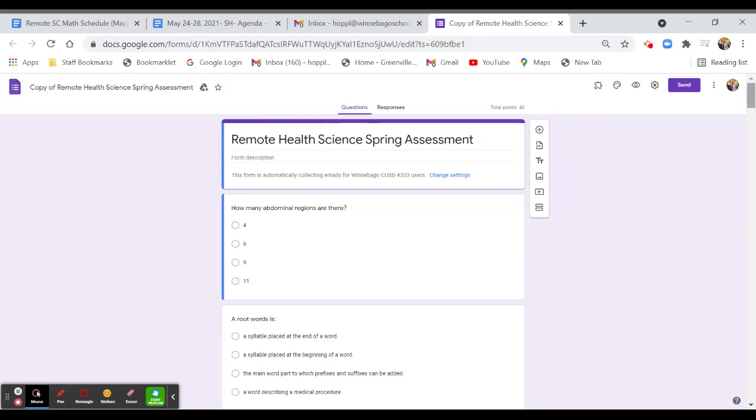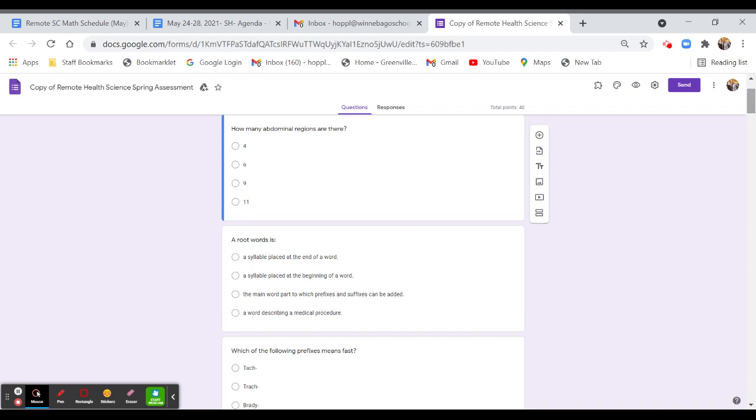These are the questions for the Remote Health Science Spring Assessment. How many abdominal regions are there? 4, 6, 9, or 11?